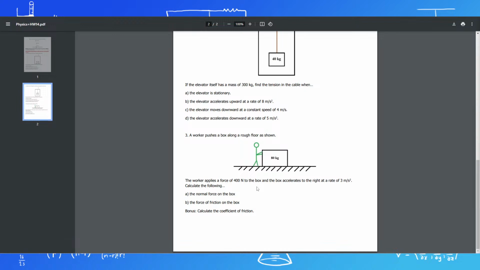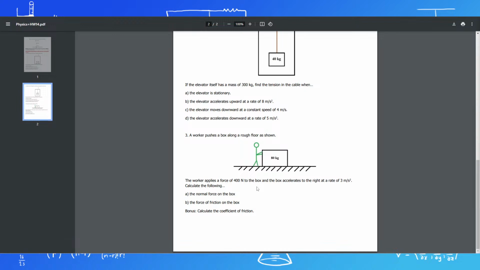So we can actually do part B without knowing anything about friction just yet. And then for the bonus that talks about coefficient of friction, that's when we'll have to pause and look at the topic of friction more closely. But yeah, let's do parts A and B of this.